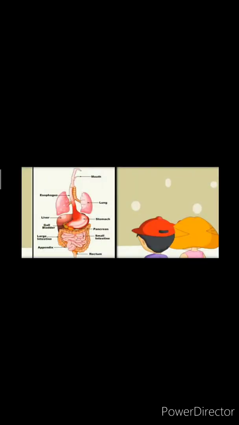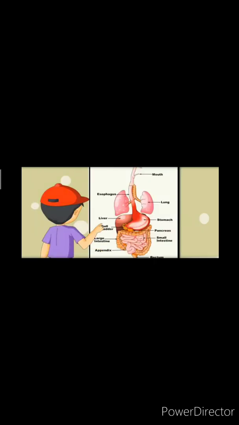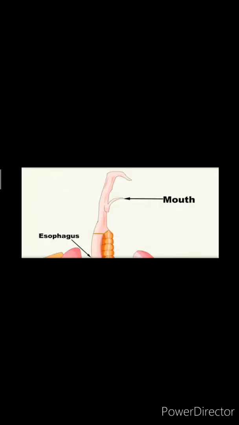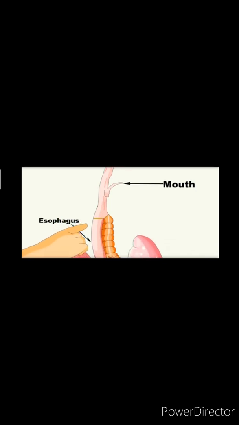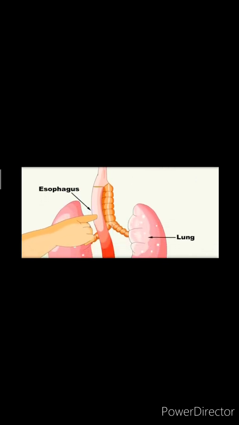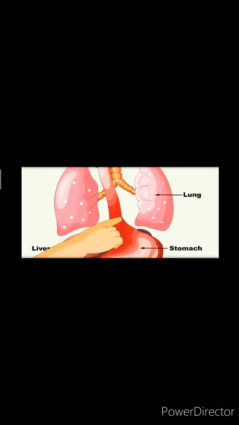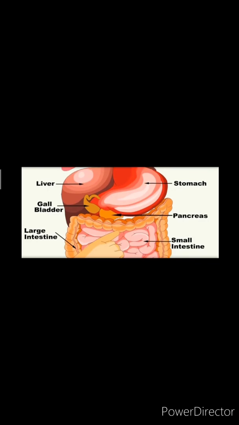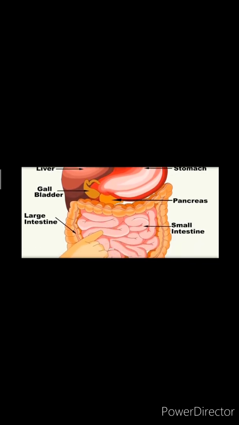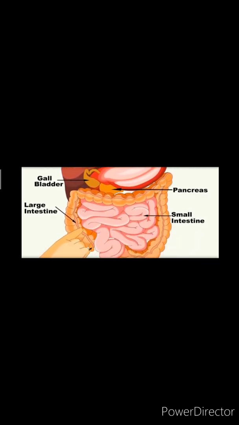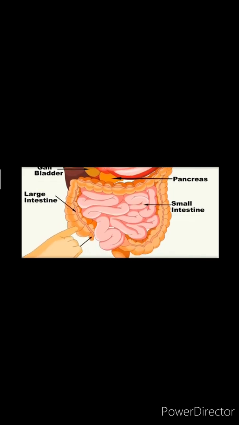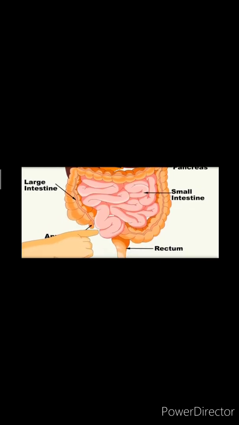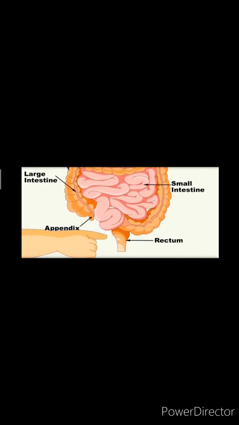So here you can see the whole digestive system. Now you know the whole journey of food. Wow, it is a long journey. It starts from the mouth, goes to the esophagus, which is the food pipe. From there, it goes to the stomach. Then it enters the small intestine, and from the small intestine, it enters the large intestine. And from there, it comes out of the body through the anus.